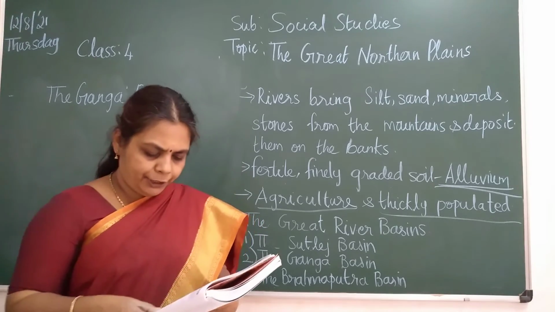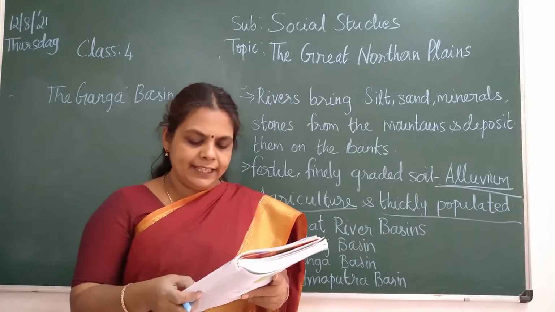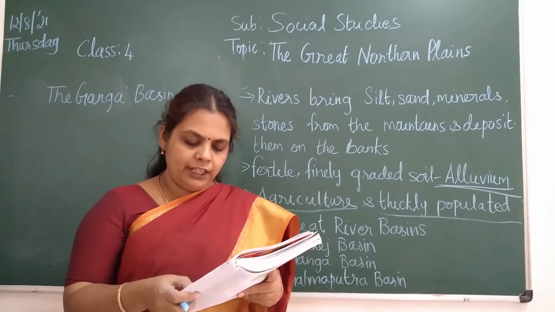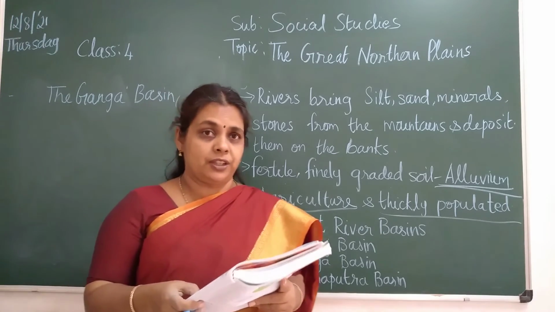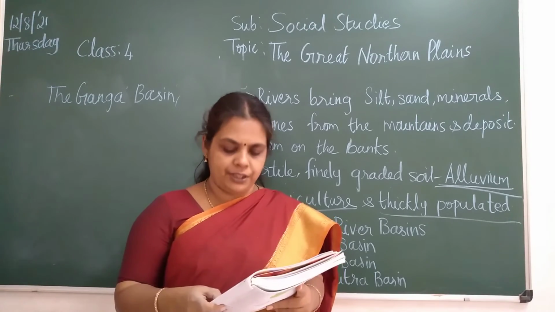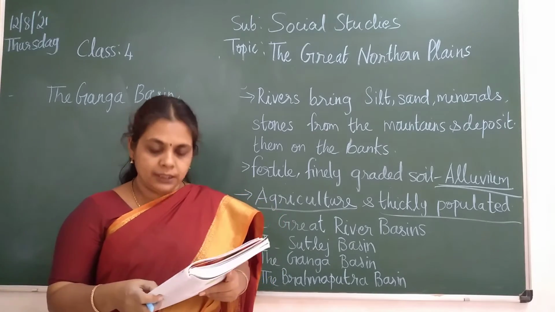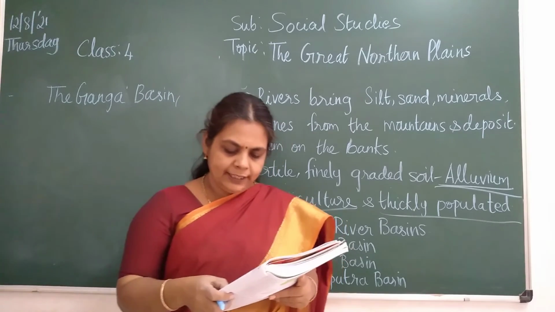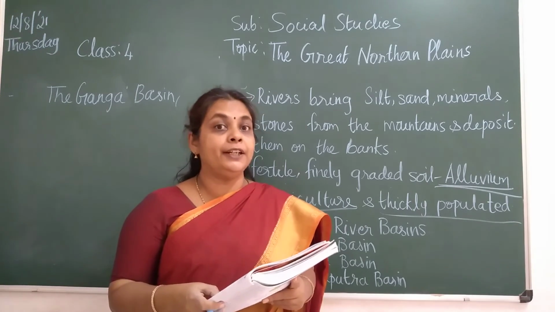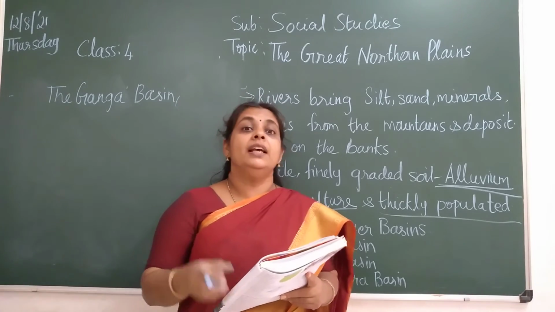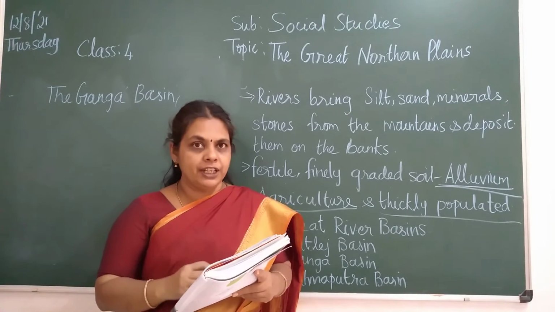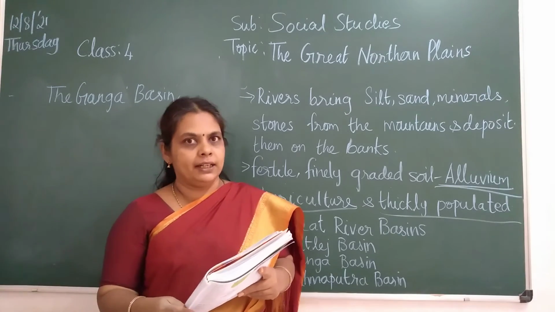So what are the tributaries of Ganga? We will see. It is Yamuna, Gagra, Kosi, Gandak, Gomati, Chambal and Son, children. Many small rivers are also there. Once again I repeat the main tributaries: Yamuna, Gagra, Kosi, Gandak, Gomati, Chambal and Son, children. Tributaries means the rivers which go and join with the main river. So these rivers go and join with the Ganga.